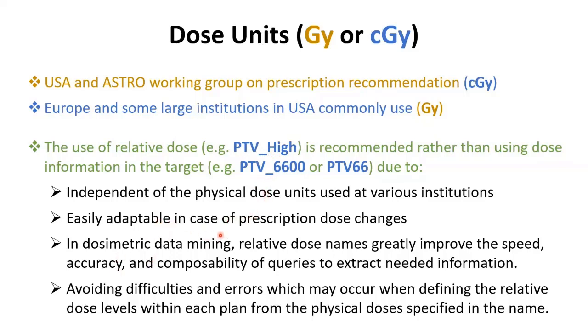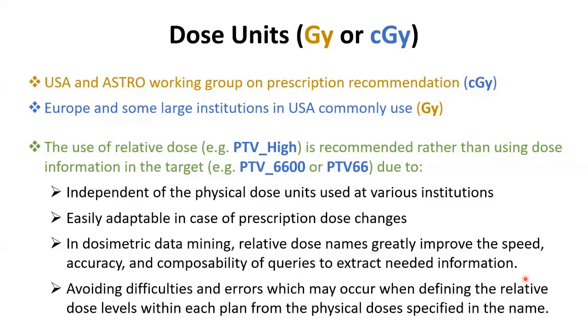So it's easily adaptable in case of prescription dose changes. And in dosimetric data mining, relative dose names greatly improve the speed, accuracy, and composability of queries to extract needed information. This is very well known in programming. If you are dealing with fixed names rather than numbers, usually dealing with numbers will consume a lot of time for the system to grab the information.